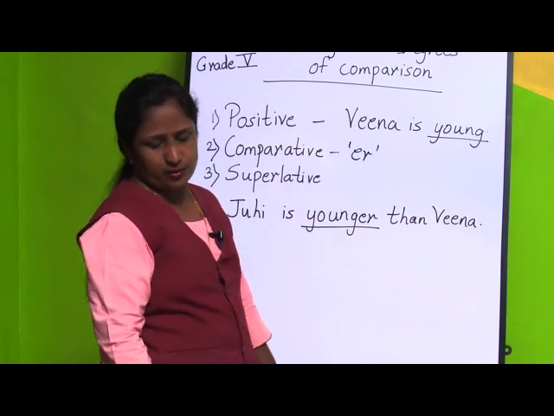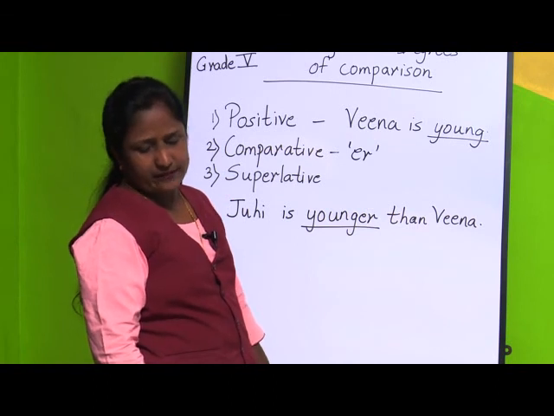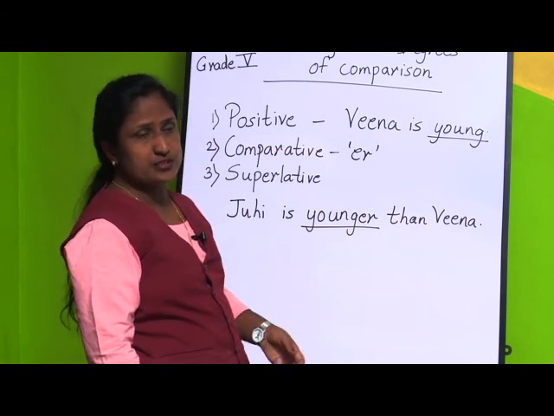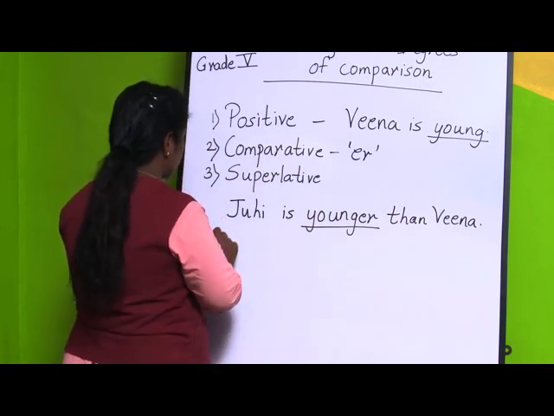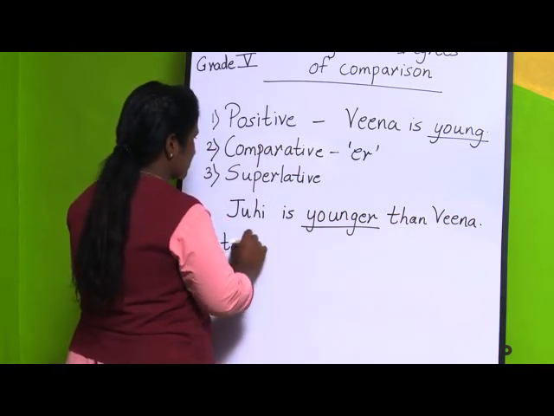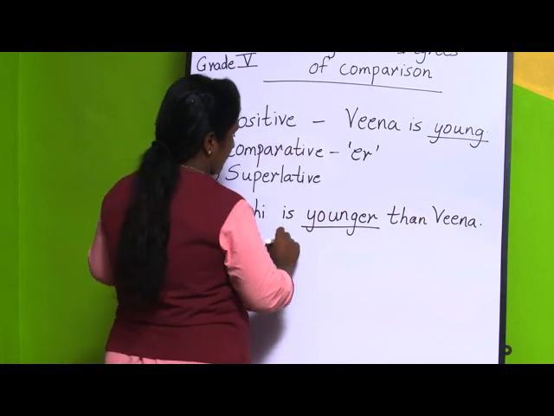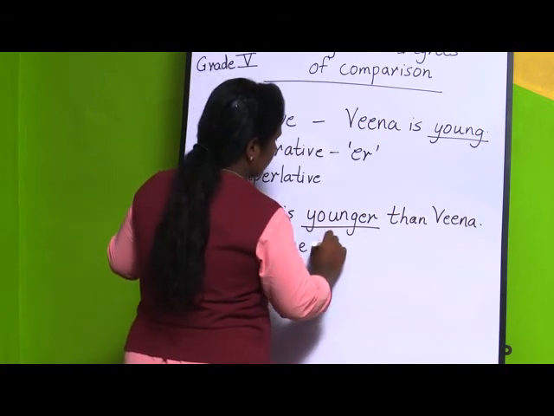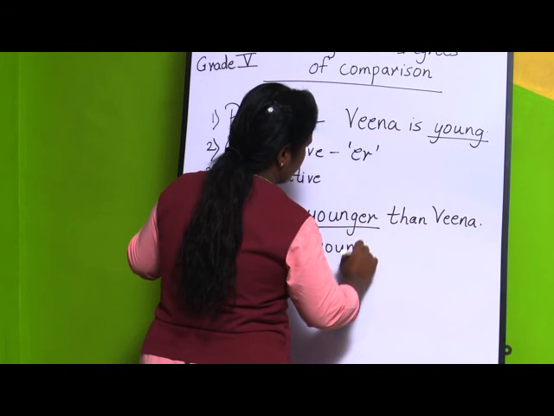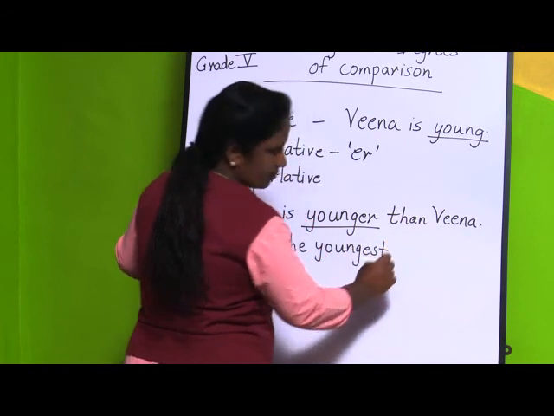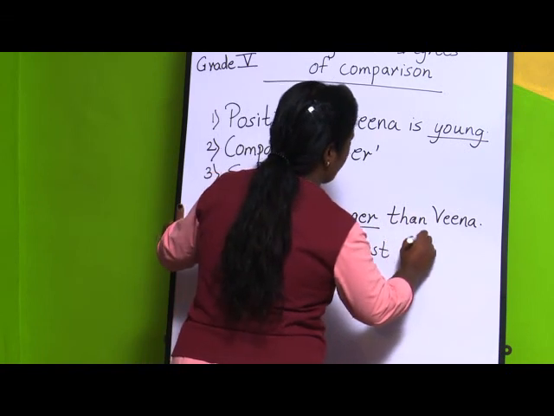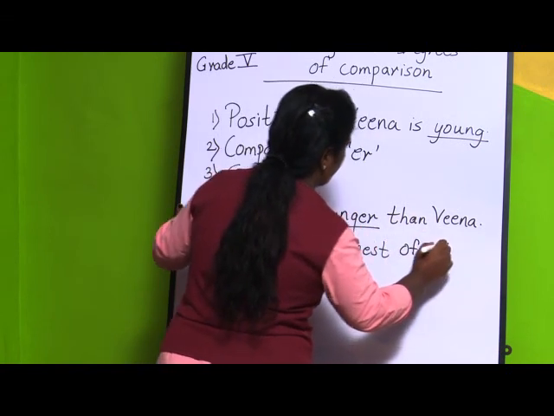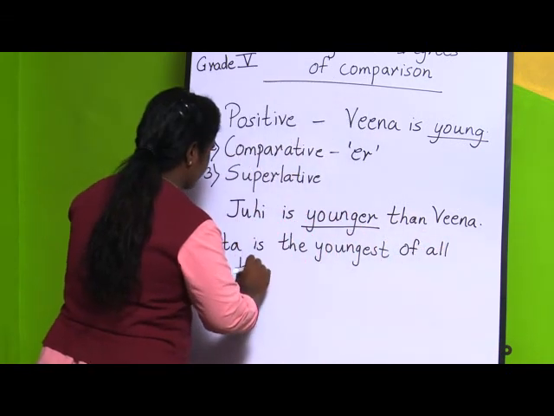Third one is what? The superlative degree. Here we compare more than two persons or things. For example, if I take: Neeta is the youngest of all three sisters.